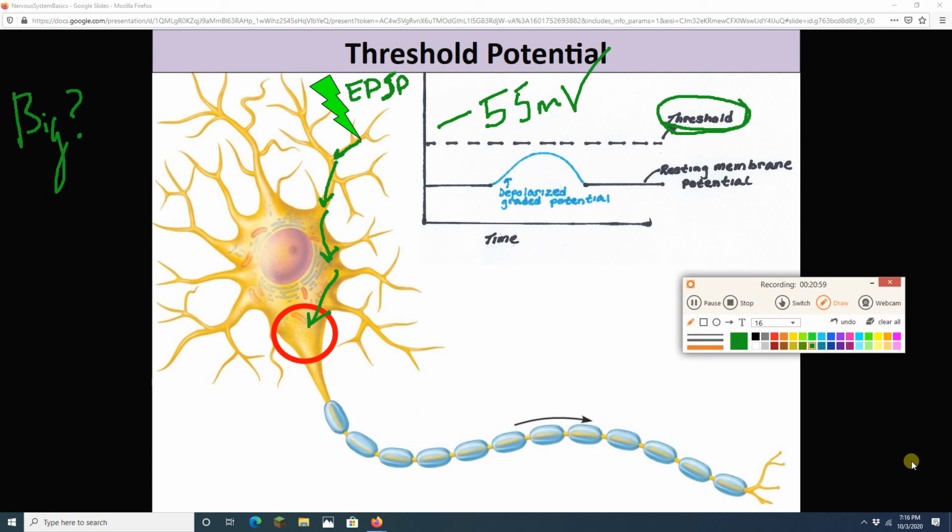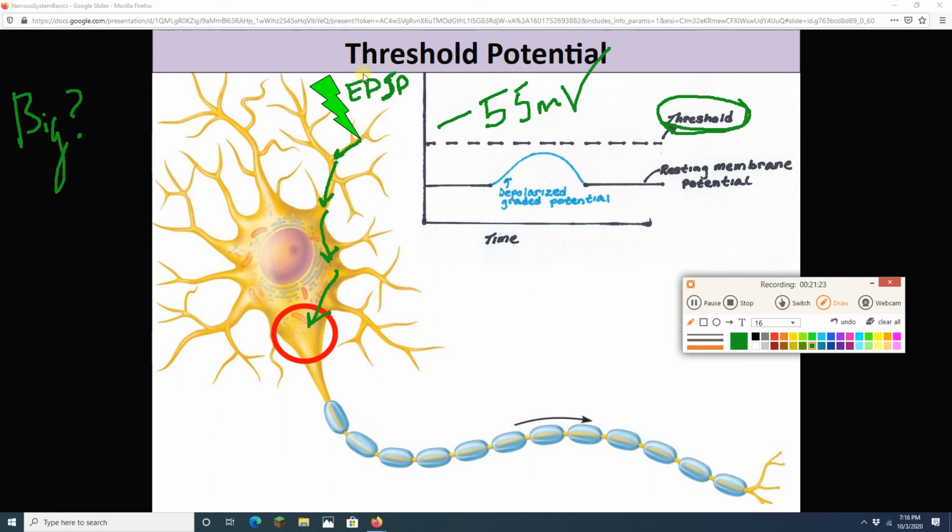So the axon has this special membrane potential that if we get to it, it sends an electrical signal. And that special value is called the threshold potential. Its value is negative 55 millivolts. It only matters for my axon.